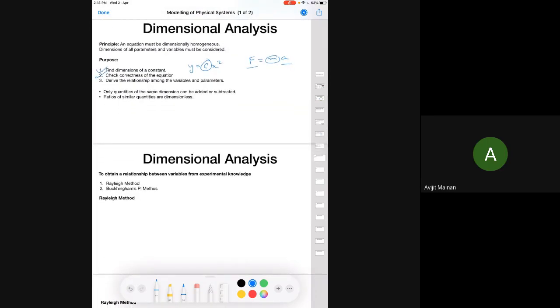But before that, just 2 more points. I know you know this, of course, that only quantities of the same dimension can be added or subtracted, and ratios of similar quantities are dimensionless. It's pretty obvious.